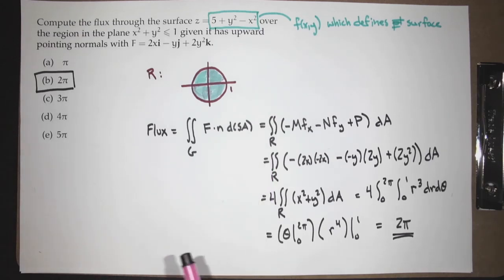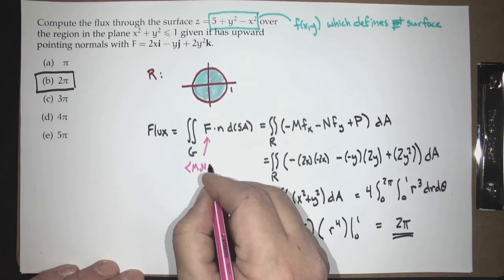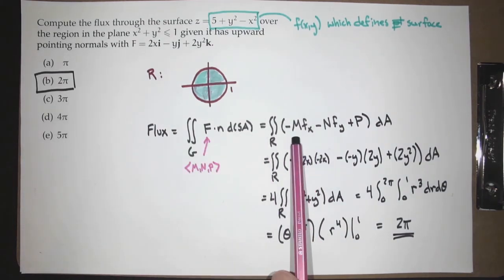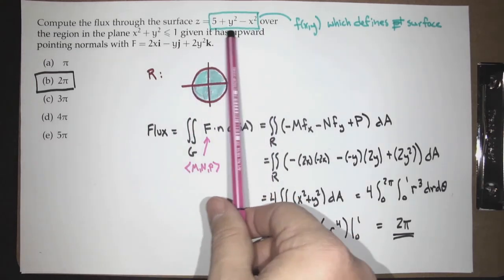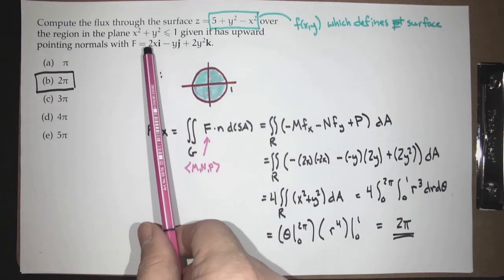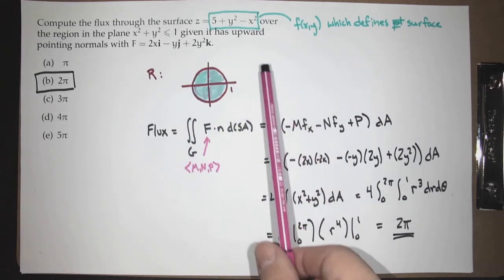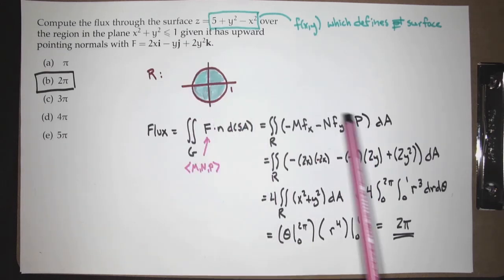And there's a nice little formula that says if F is a vector valued function with entries M, N and P, then F dot n dS becomes minus M f_x minus N f_y plus P dA. And this is a useful formula to know. Well, we have our vector valued function. We have our f, so we just start putting in pieces. We have our M, f sub x is minus 2x. We have our N, f sub y is 2y. And we have our P, which is the 2y squared.